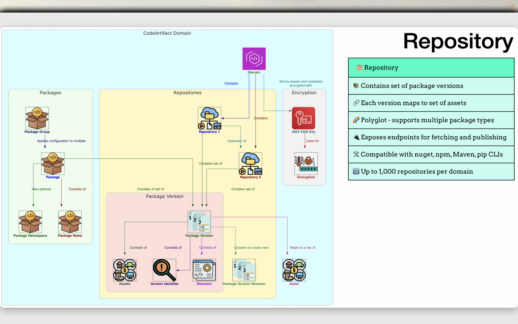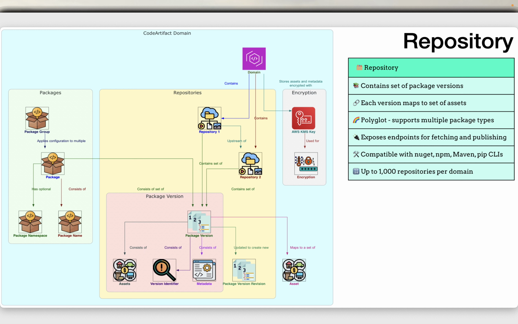Next is repository. A CodeArtifact repository contains a set of package versions, each of which maps to a set of assets. Repositories are polyglot. A single repository can contain packages of any supported type. It means different languages. Each repository exposes endpoints for fetching and publishing packages using tools like NuGet CLI, npm CLI, Maven CLI, and pip. You can create up to 1000 repositories per domain.